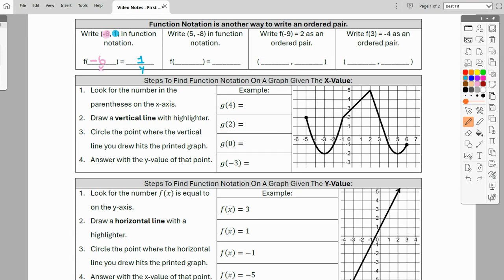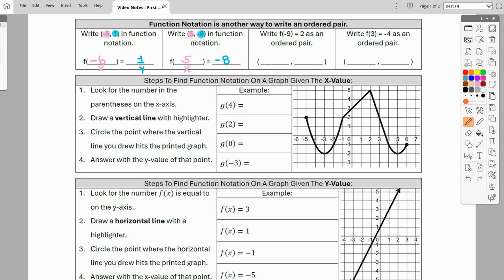Same thing for the next problem. When I'm given the point 5, -8, I place the 5 into the parentheses x position of my f of x. This time it's f of 5 here. And then it will equal my y value, which for this point is -8 here. So it reads f of 5 equals -8.